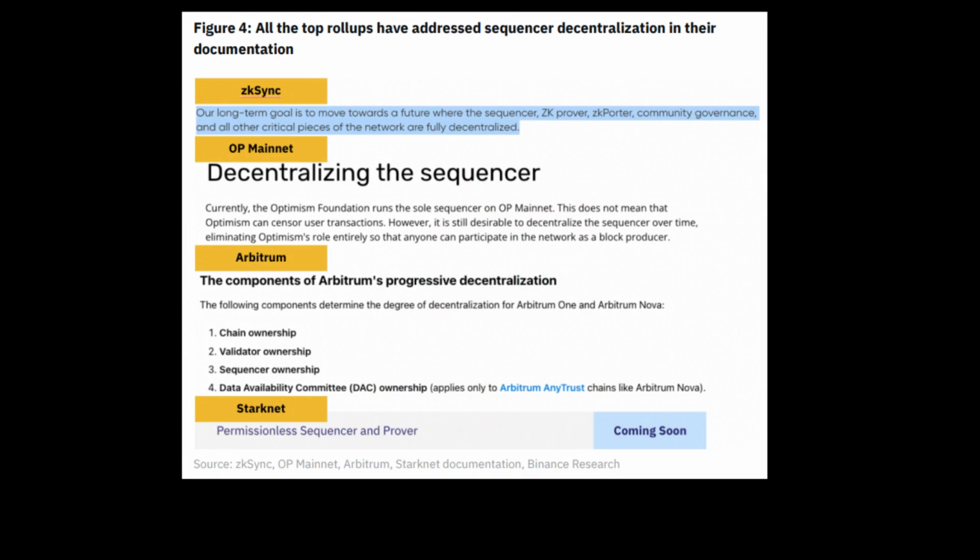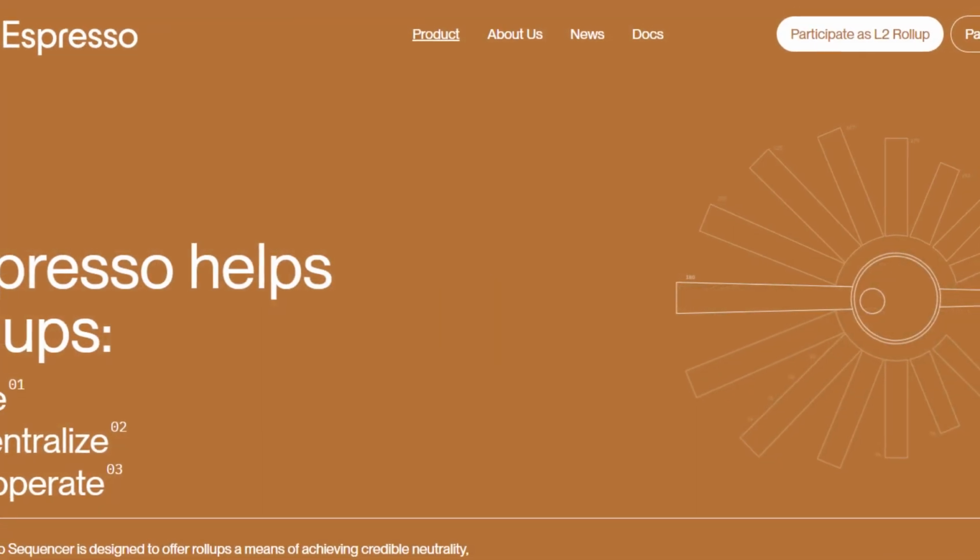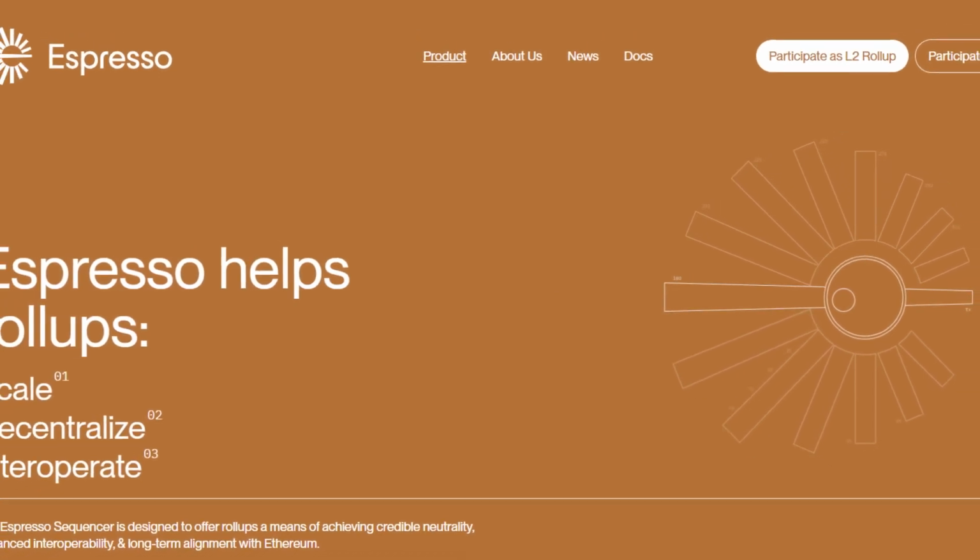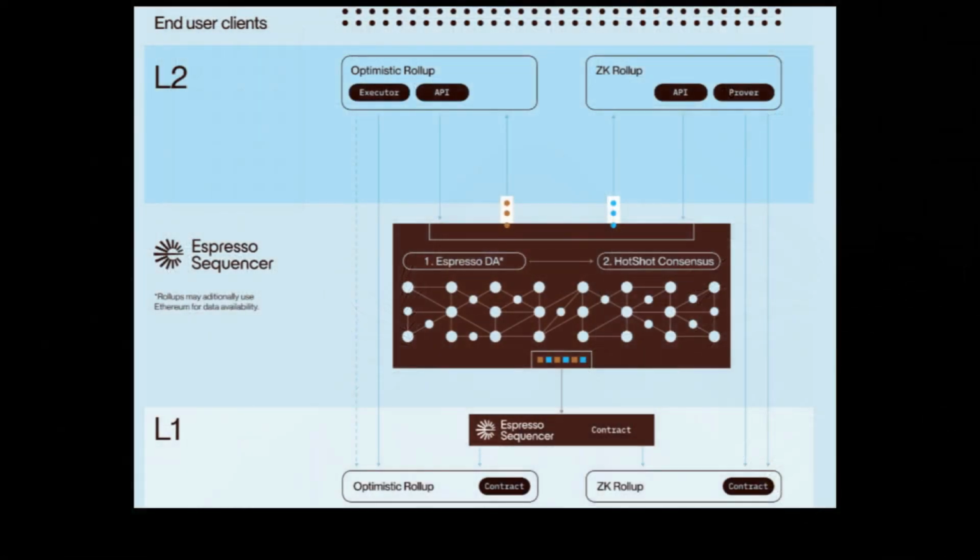The good news is that these layer 2 projects realize the gravity of the problem and have included decentralization of sequencers in their roadmap. Still, only a little has actually happened in this regard. Espresso Systems is one such project. Their shared sequencer system is a proof of stake blockchain running their consensus protocol Hotshot. It is designed to handle sequencing and data availability for rollups. It is blockchain agnostic, meaning Ethereum and non-Ethereum compatible blockchains can use it.